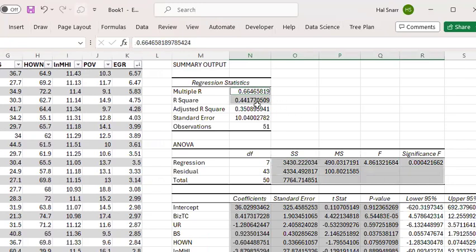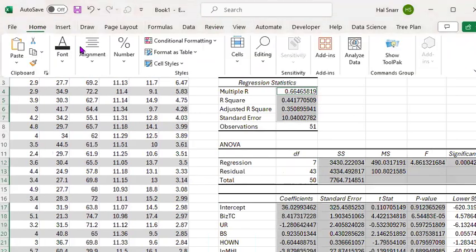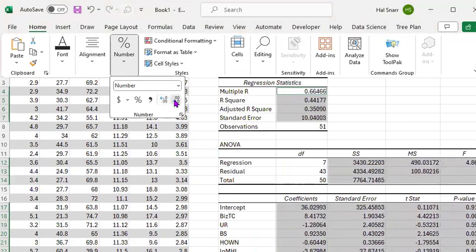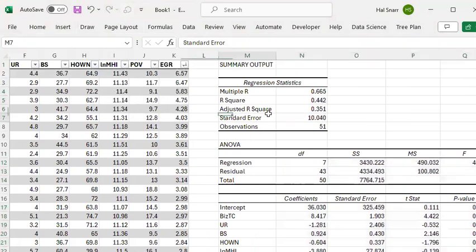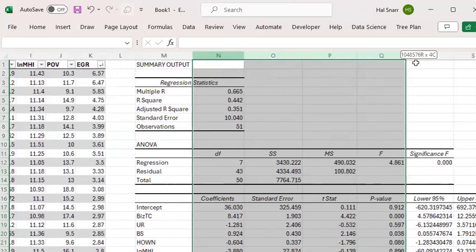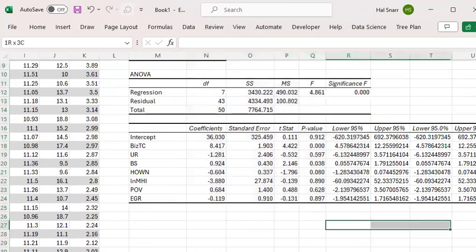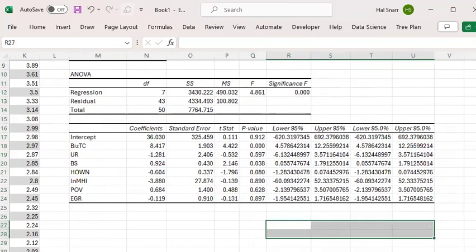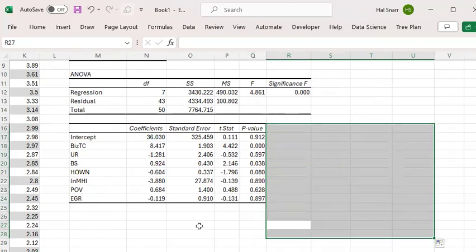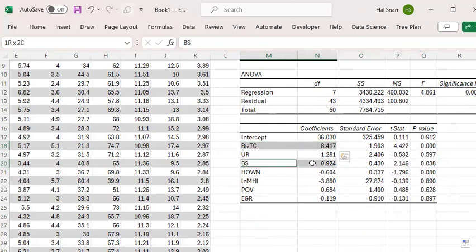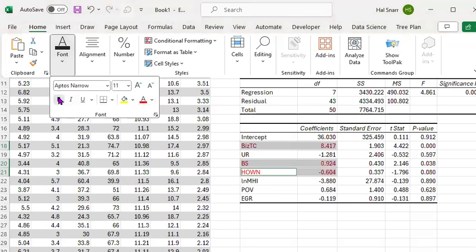We're going to reduce them to 3 decimal places because that's what my method's calling for. So home, number, reduce the decimal places to 3. Let me auto fit that again. We don't need the prediction and confidence interval, so let's get rid of that. Okay, and there's our results. I'll mark the coefficients that are statistically significant at the 10% level red and bold.